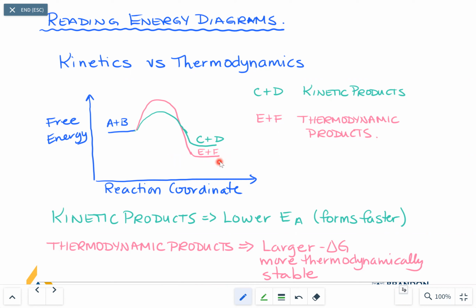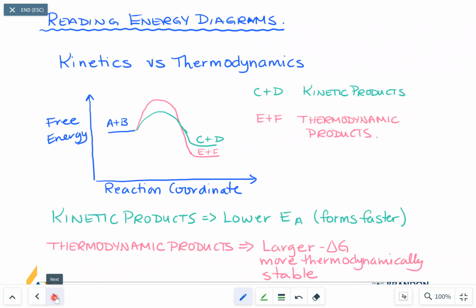So there's such a thing as what we call kinetic products and thermodynamic products. Kinetic products form faster because they've got a lower activation energy, whereas the thermodynamic products have a lower delta G, so they're thermodynamically more stable. So there are a number of different possibilities where this arises. So you can make a thermodynamic product or a kinetic product. So that's what we would call these things.